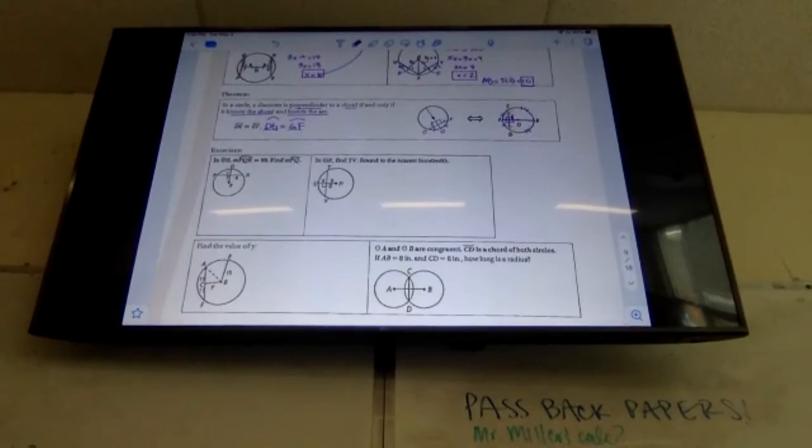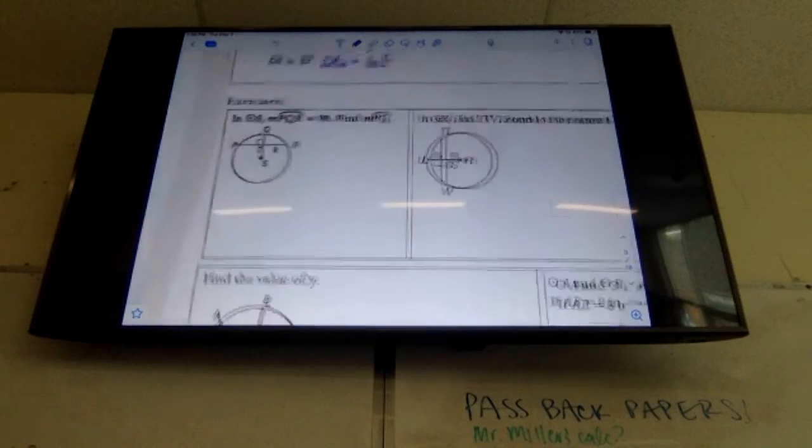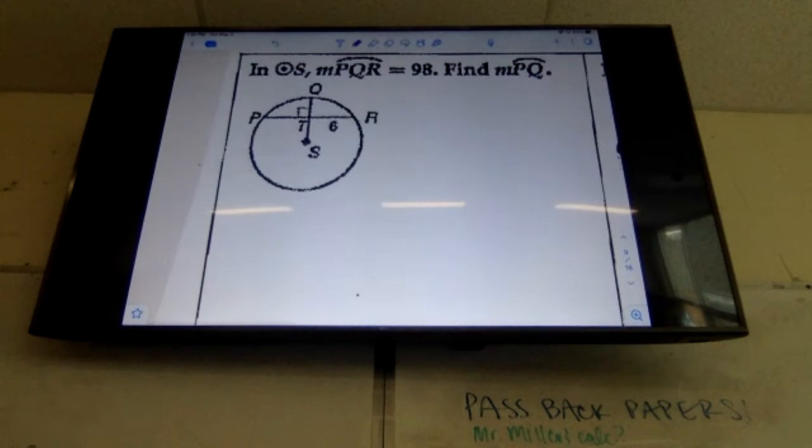All right. Next couple problems are using that concept. This problem says in circle S, the measure of arc PQR is 98. So this whole arc right here is 98. Find PQ. What's arc PQ going to be? The whole gray arc from P to Q to R is 98. And then you just ask what RQ is. It's split in half.